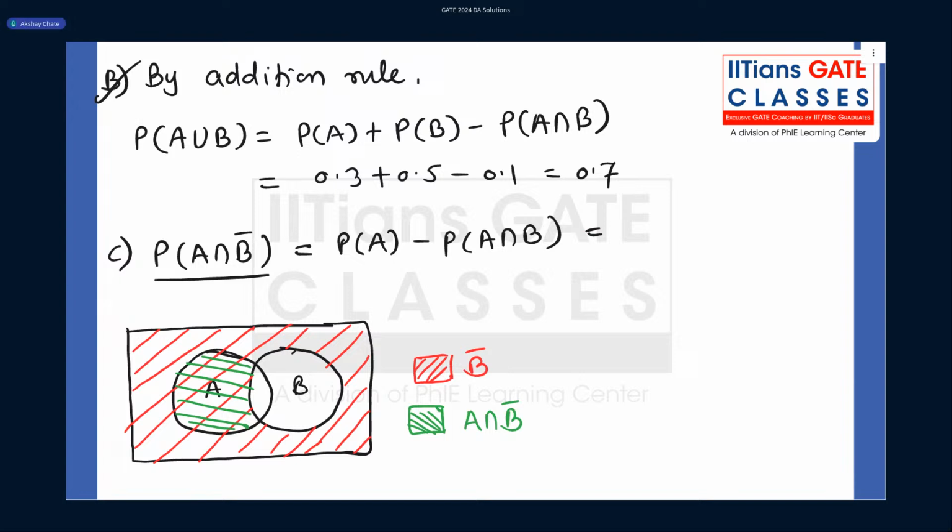And why did I choose P(A) and P(A intersection B)? Because those are known values in the question. So P(A) is 0.3 and P(A intersection B) is 0.1. That gives you 0.2. And that is also correct because in option C they have given it as 0.2. So C also is correct.